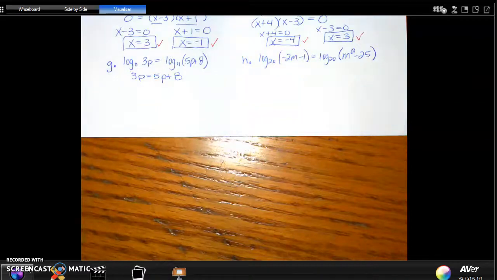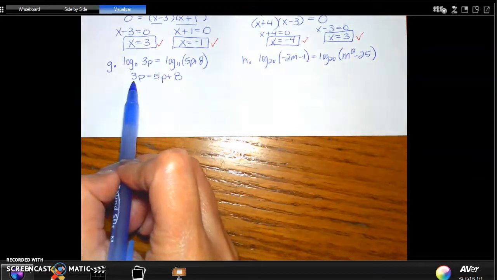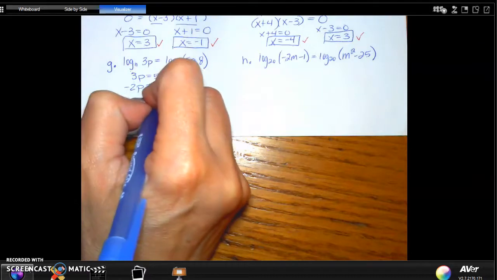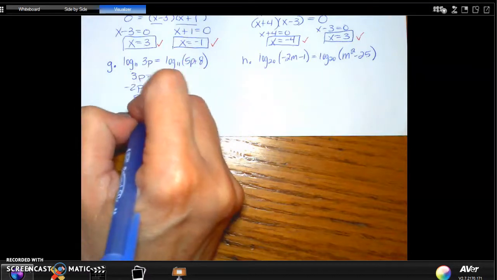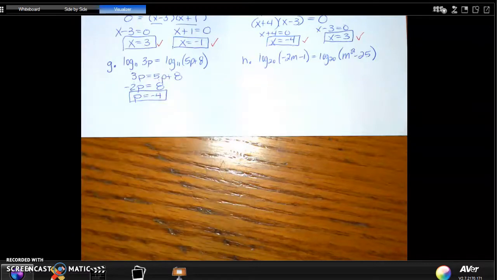Whenever I do that, I'm now going to move this over to the left because it's linear. I don't need everything on one side equal to 0. This is negative 2p equals 8, which gives me p equals negative 4. Okay? Which seems like it might be fine.